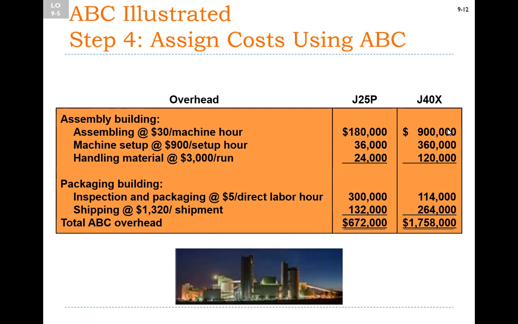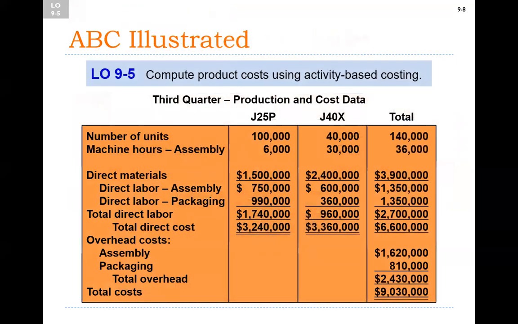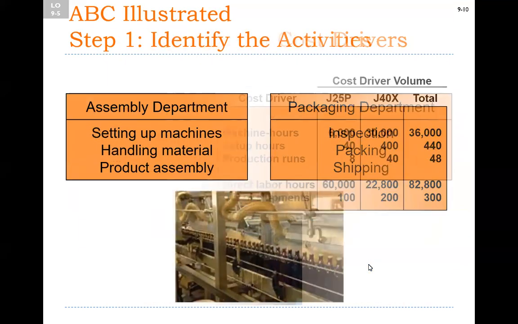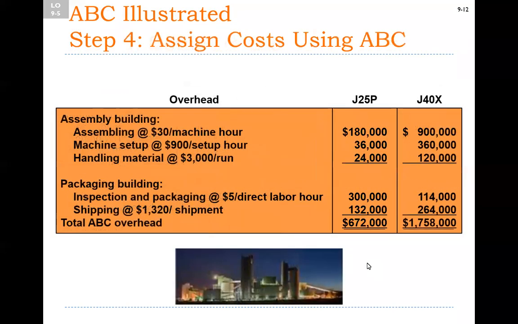When we look at our total numbers, they should match the overhead costs that we had in our first slide that gave us the information. The total overhead should match up because all we're doing is allocating those costs to the individual products. We're just shifting numbers around.